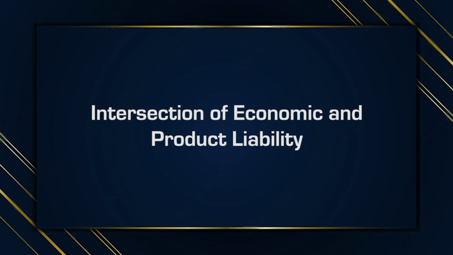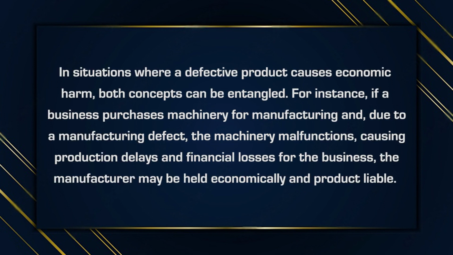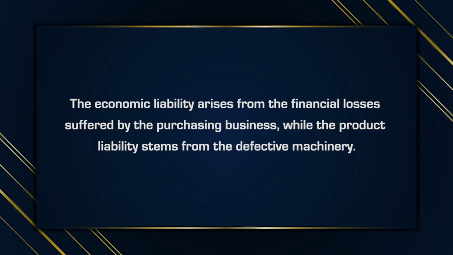Intersection of economic and product liability. In situations where a defective product causes economic harm, both concepts can be entangled. For instance, if a business purchases machinery for manufacturing and due to a manufacturing defect, the machinery malfunctions, causing production delays and financial losses for the business, the manufacturer may be held economically and product liable. The economic liability arises from the financial losses suffered by the purchasing business, while the product liability stems from the defective machinery.